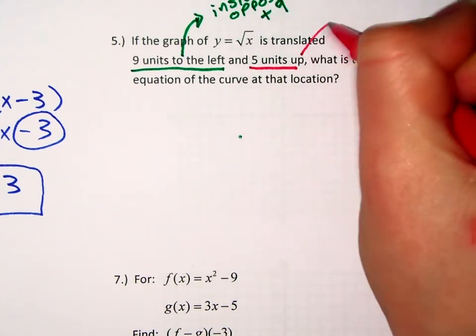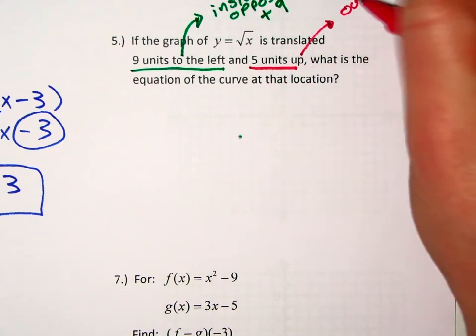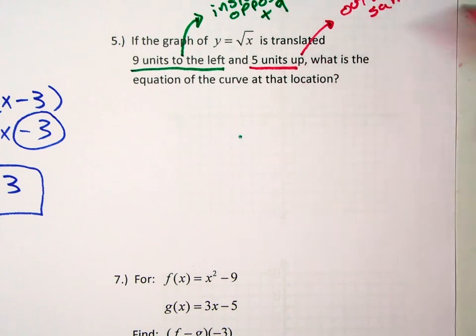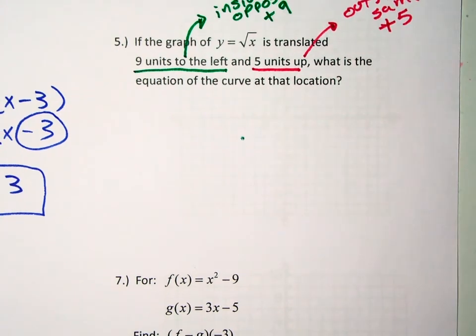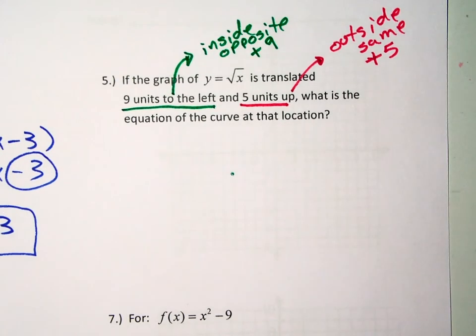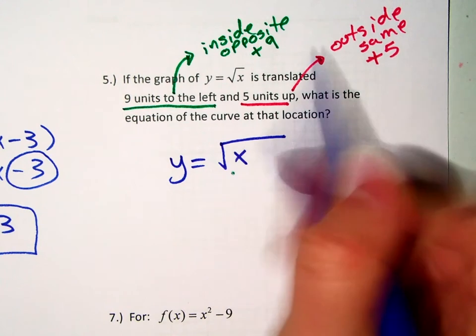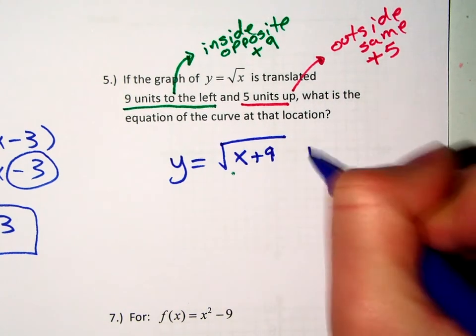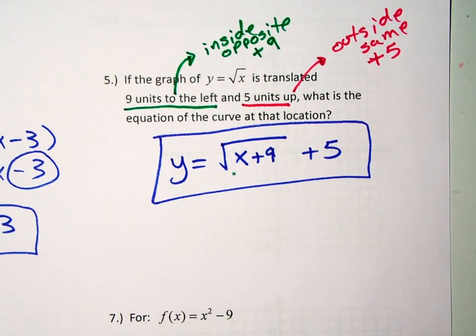Now remember, plus the 5 units up, this is what changes the outside, and the outside just stays the same as what you would normally think it is. So up would be plus 5. So then I can go ahead and take my base equation, y equals the square root of x, and now on the inside I'm going to add 9, and on the outside I'm going to add 5. And that's your final answer.